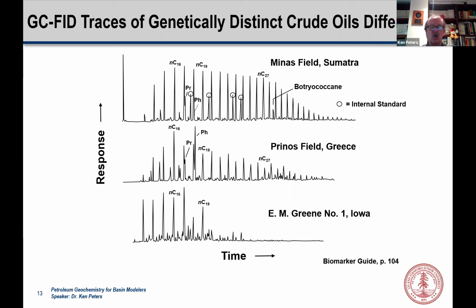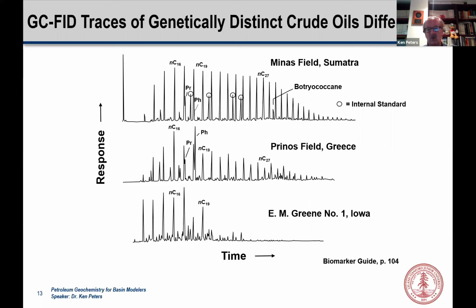Here's another one from Prinos, Greece, and it's kind of unusual. It's got a very low pristane to phytane ratio, and it has a strong even-numbered predominance. Let's see if I'm looking at that right here. Yeah, it looks like C16, C17, C18, C19, C20. You see there's a strong even carbon number predominance in the n-alkane series, and that generally means anoxia, as does the low pristane to phytane ratio.